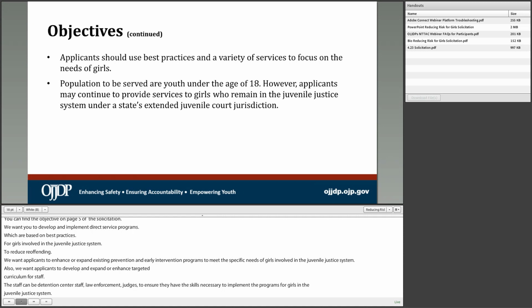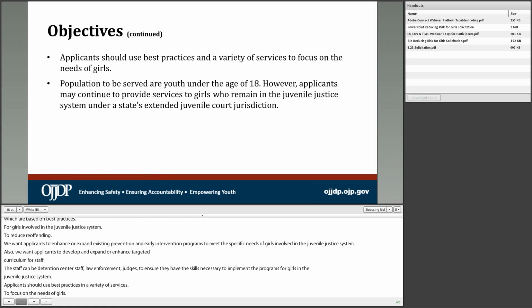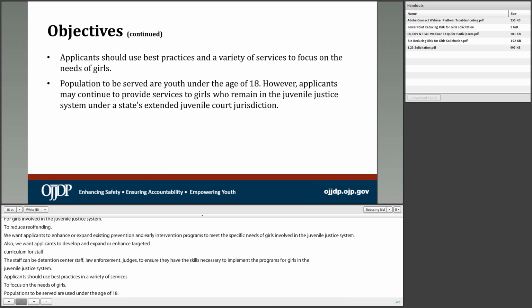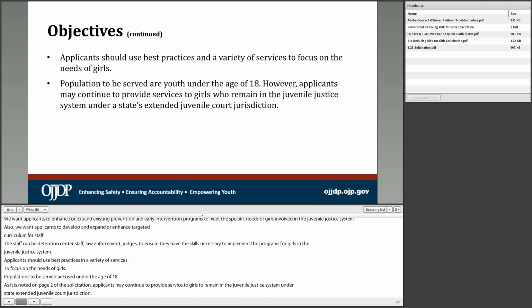Populations to be served are youth under the age of 18. However, as it is noted on page 2 of the solicitation, applicants may continue to provide service to girls who remain in the juvenile justice system under a state's extended juvenile court jurisdiction. So, of course, we want you to continue the services that you started with those youth under the age of 18 during your project period.